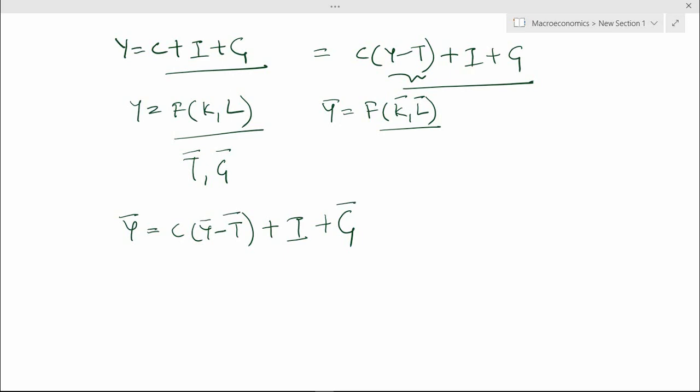The output is fixed. We know tax is fixed. We know government purchases is fixed. Now the only variable which is missing here is investment. Now we can show investment as a function of interest rates. We've seen it before that when the interest rate IR increases, the investment decreases. Investment for goods and services will decrease. When I'm talking about interest rates, I'm talking about real interest rates.